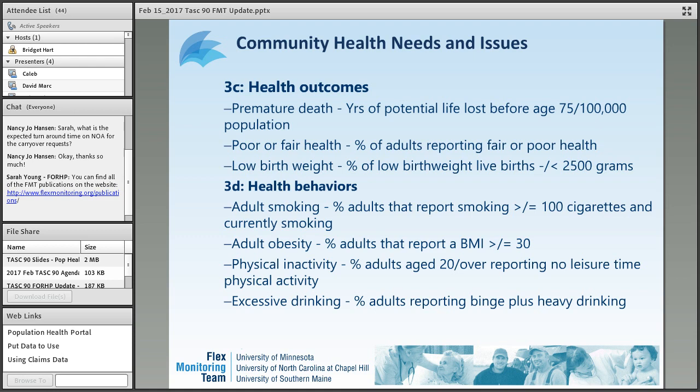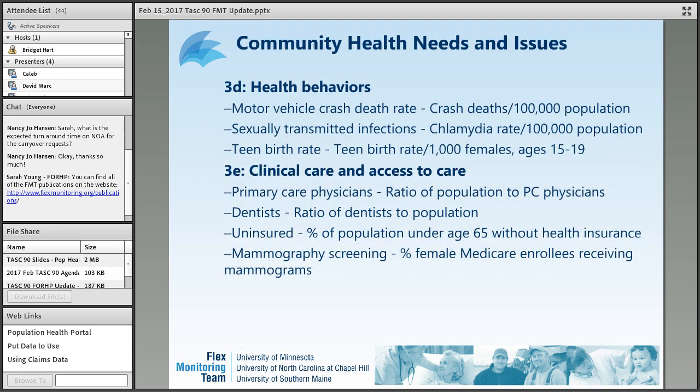Health behaviors: adult smoking, adult obesity, the extent of physical inactivity, excessive drinking, which is both binge and heavy drinking, and the definitions of what those are are pretty scary. Binge drinking being 5 or more drinks for an adult male within an hour or two, and heavy drinking is having those binge drinking episodes at least 4 or 5 times a month. So it's a pretty serious measure.